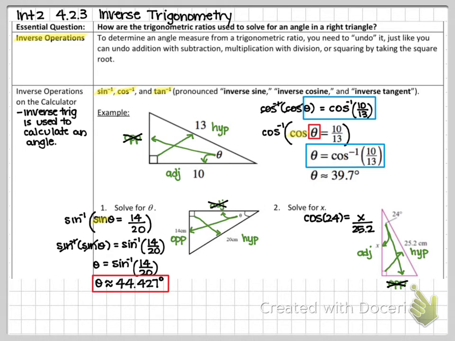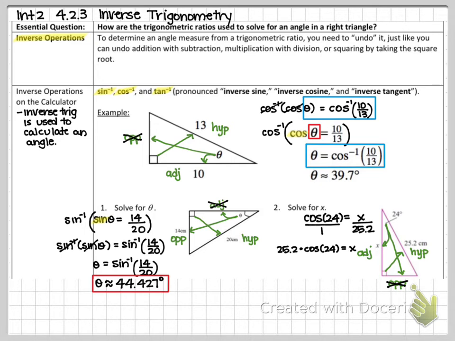If I take a look at this, I'm not looking for an angle. I'm trying to find a side. So I do not have to do inverse. So what I'm going to do here is set up my proportions and cross multiply. So this is going to give me 25.2 times cosine of 24. And then I'm going to get 1 times x, which is x. All right, so there's my exact answer.